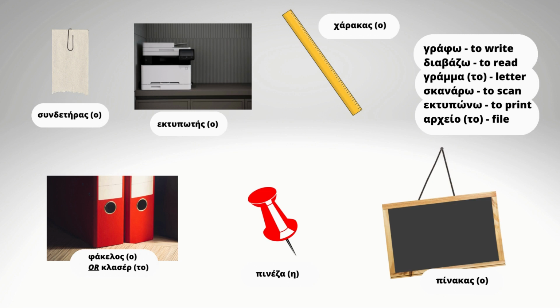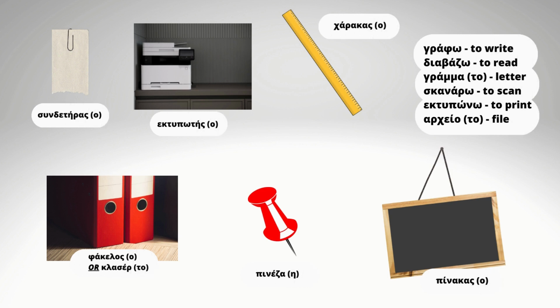Ο εκτυπωτής. The next word is for the ruler in Greek, and it's called ο χάρακας. Ο χάρακας. Masculine gender. Ο χάρακας. Below, we can see some kind of folder. This is the hard kind of folder where we can put many papers inside, and we have two options.